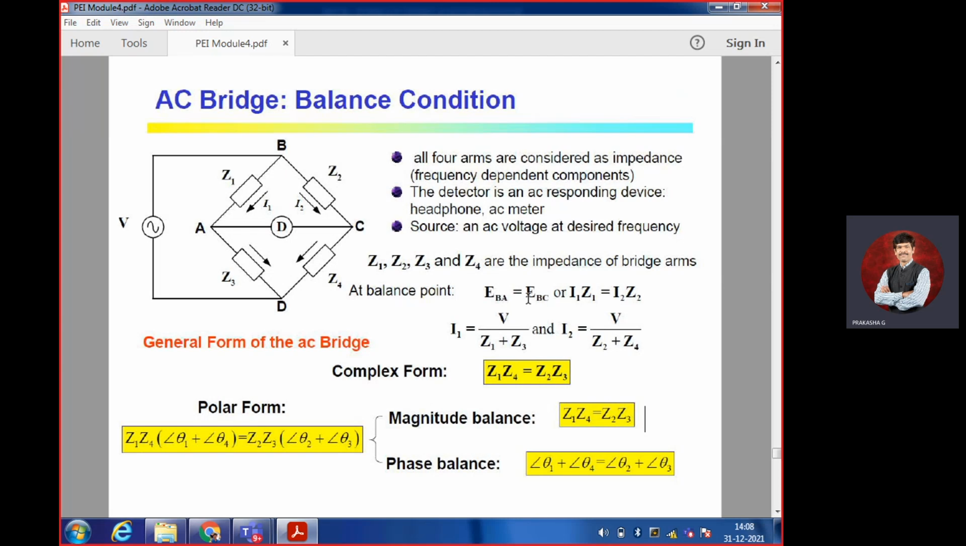If the phase is not balanced, positive becomes negative, negative becomes positive, or some phase shift comes into the picture. You are going to get an unbalanced bridge output. So phase also should be balanced, magnitude also should be balanced.